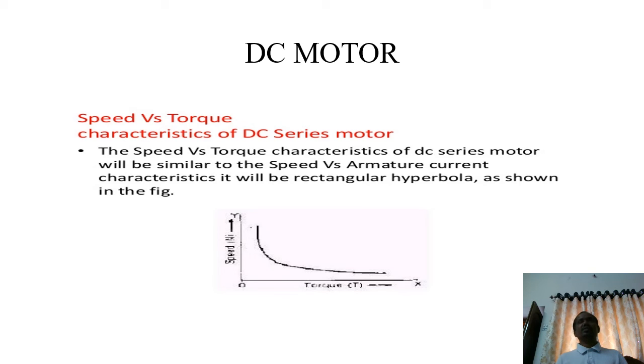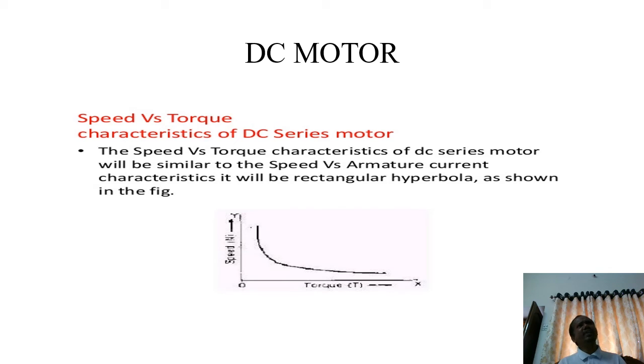Next, when we discuss another one, the DC series motor, let me recall and repeat what we taught about it. The series motor is connected in series with the series field winding. Here the series field winding is connected in series with the armature winding of the motor.